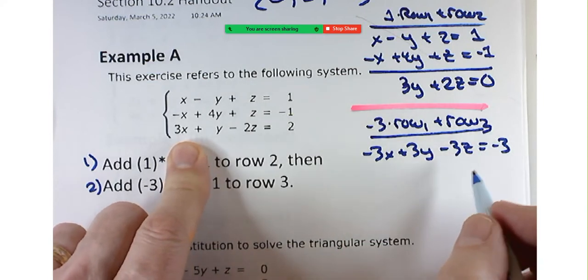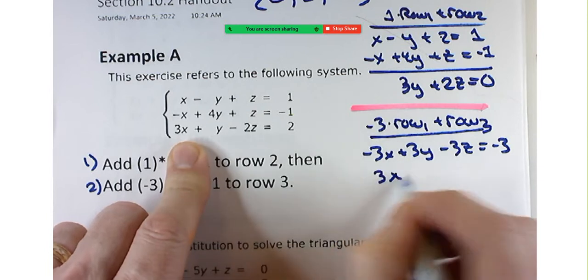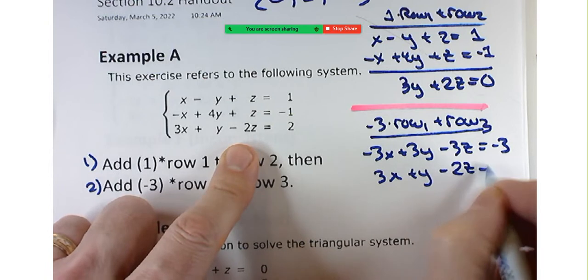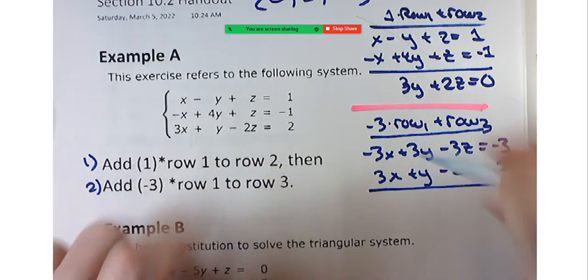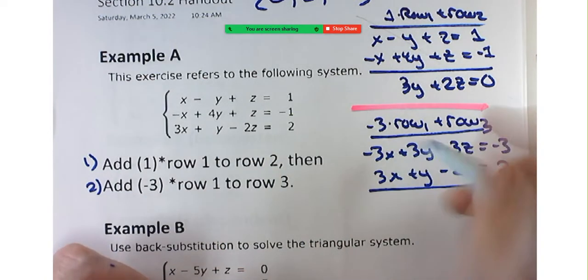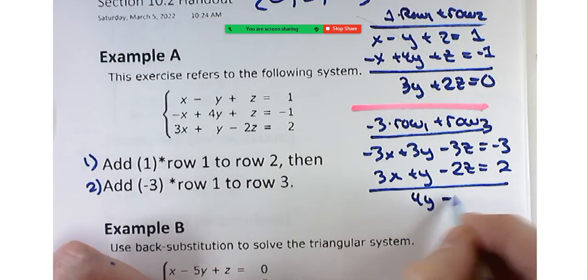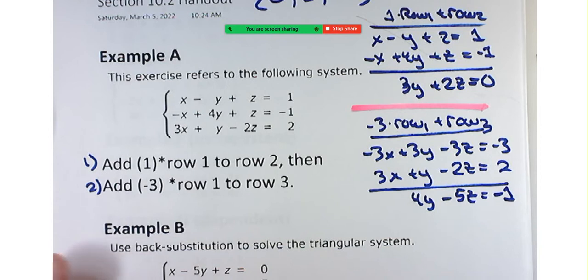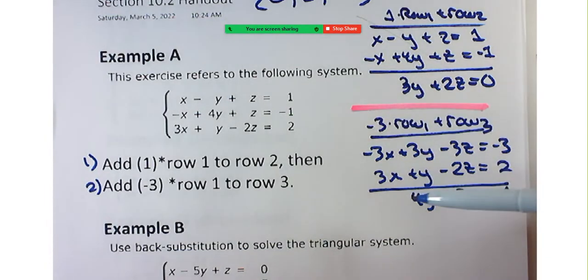row 2. 3x plus y minus 2z equals 2. And again, I'm getting rid of that leading term of an x. 4y minus 5z equals -1. That's all you're asked to do here in these first 2, is just get rid of the x's.